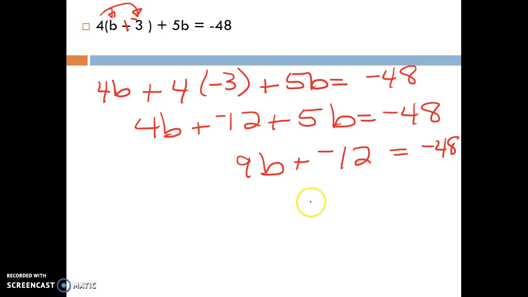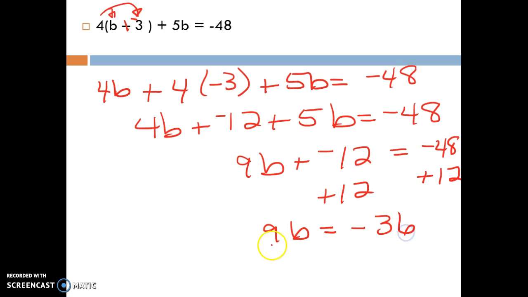We will need to add 12 to both sides. We're left with 9b is equal to negative 36. We'll need to divide by 9 because currently we are being multiplied by 9. When we do so, we get negative 36 divided by 9 is equal to negative 4.